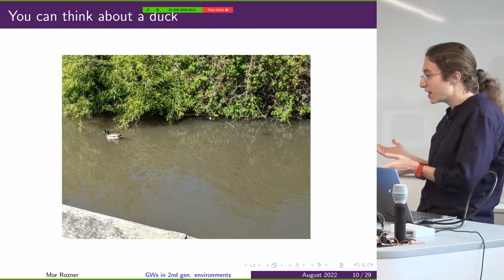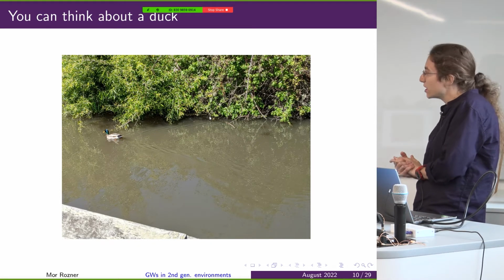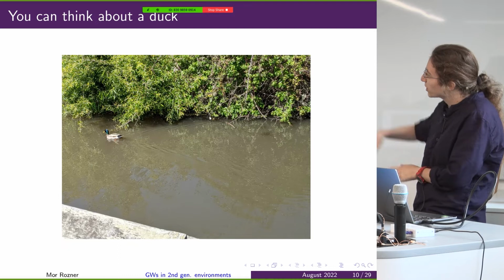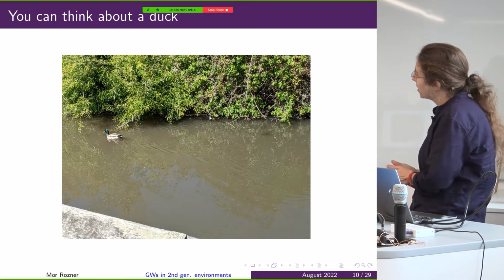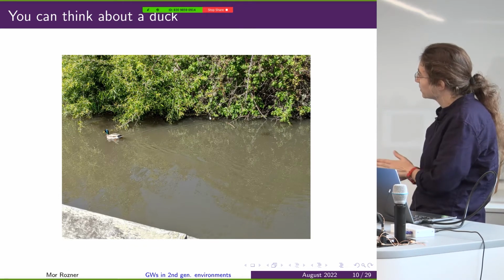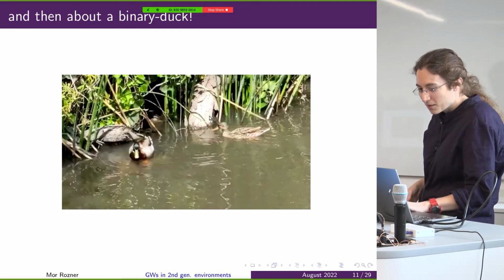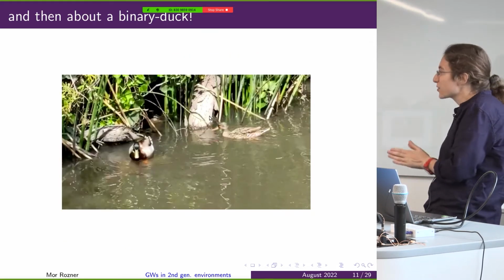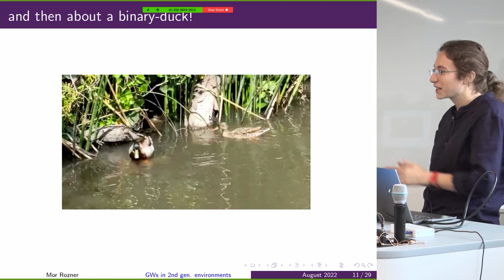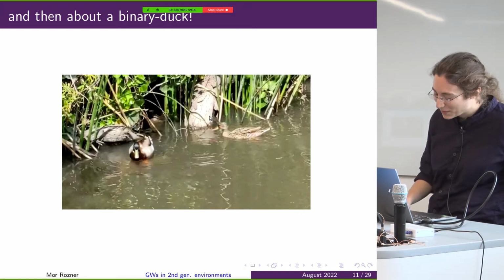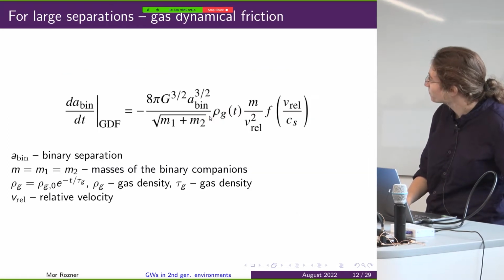Or you can think about the duck. It will be much nicer. So actually, you should look at the wakes behind the ducks, and it will be very similar to a star traveling in the gaseous medium. But we are working on binaries. It will be much harder, right? So we have a binary duck, and we will try to explain their evolution. Okay.